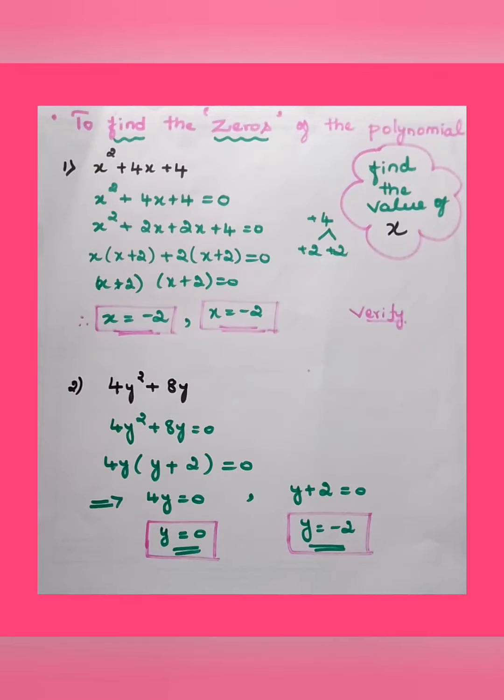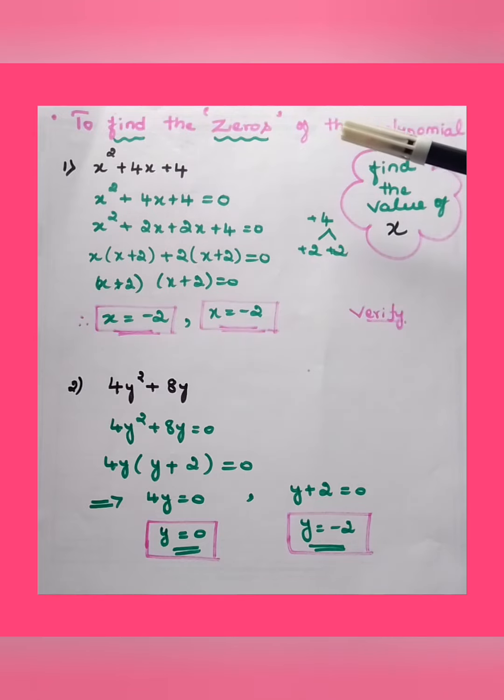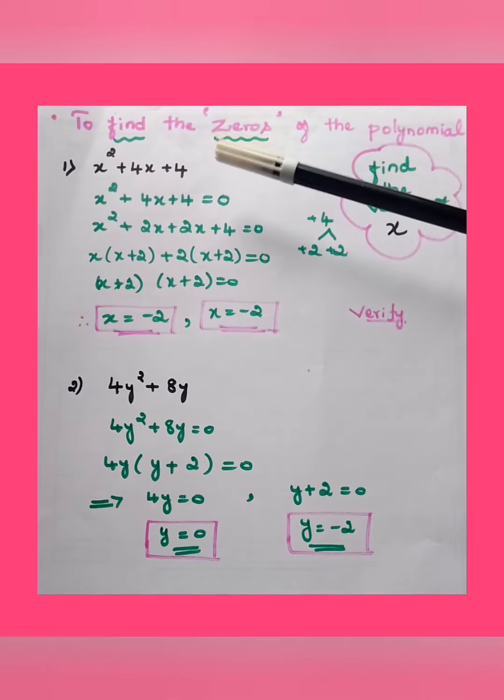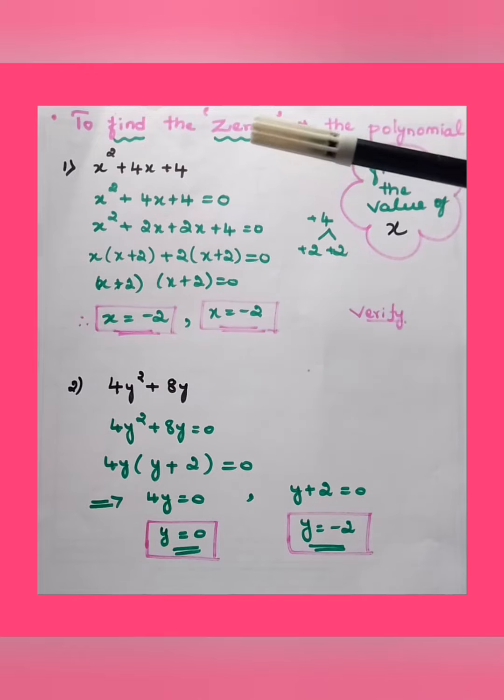Next, moving to find the zeros of the polynomial. This type of question is very important. Here a polynomial is given: x square plus 4x plus 4. Find the 0 of the polynomial. It means to find the value of x. If the variable is x, they are asking us to find the x value. If the variable is y, we need to find the y. Very simple. Don't get confused.